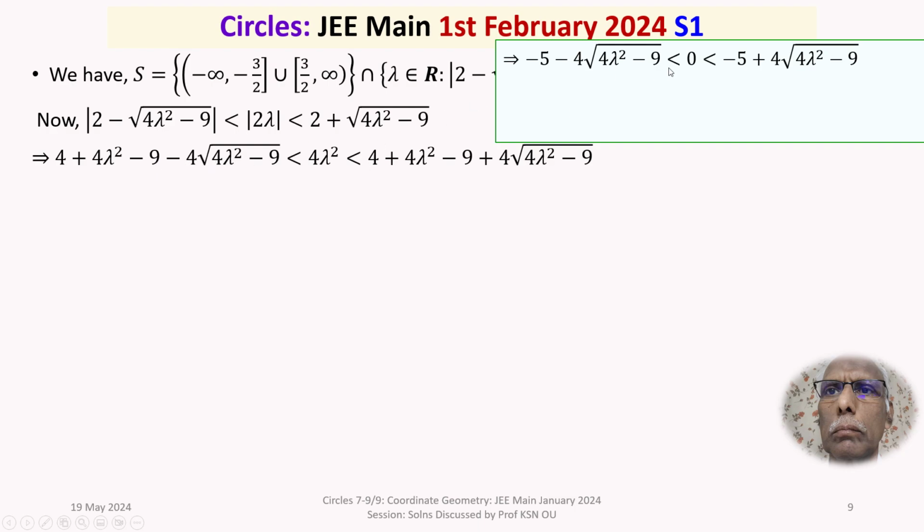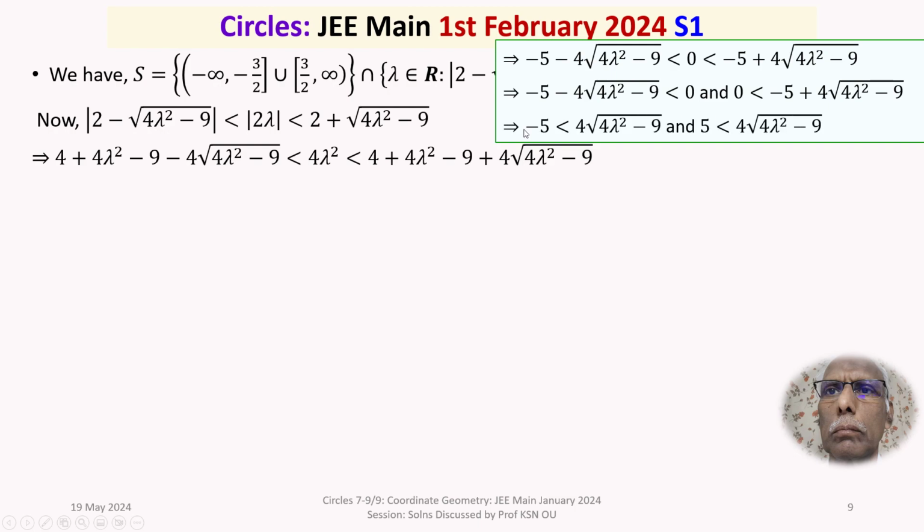4 times under the square root of 4 lambda square minus 9. 4 lambda square is cancelled throughout, therefore 0 is less than minus 5 plus 4 times under the square root of 4 lambda square minus 9. And we write this as two inequalities separately. The first one and the second one. This will imply minus 5 less than 4 times under the square root of 4 lambda square minus 9, and 5 less than 4 times under the square root of 4 lambda square minus 9.